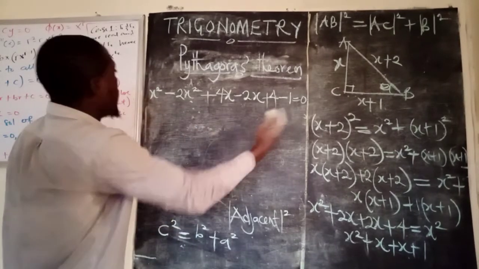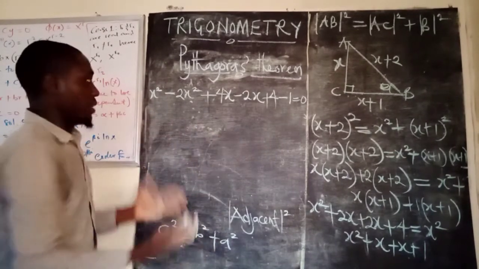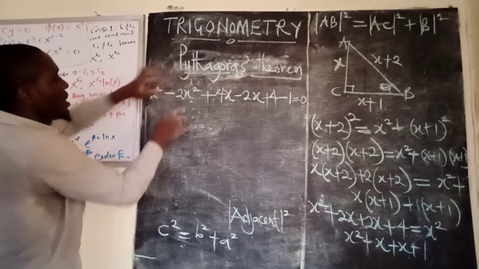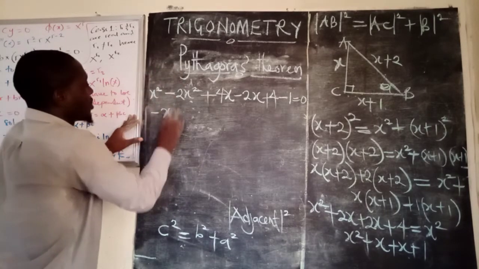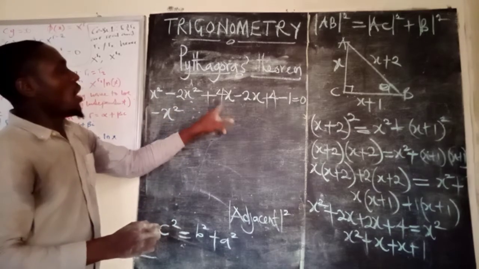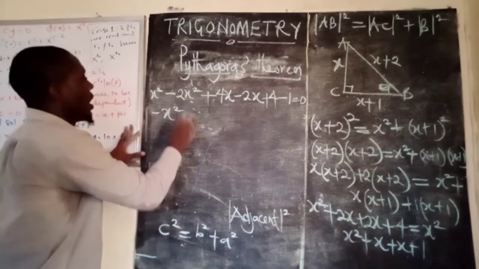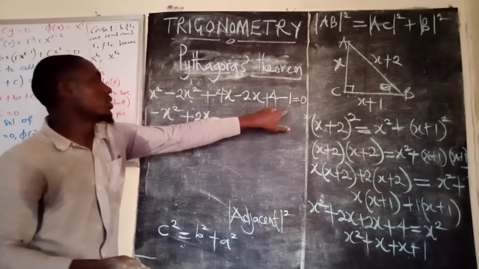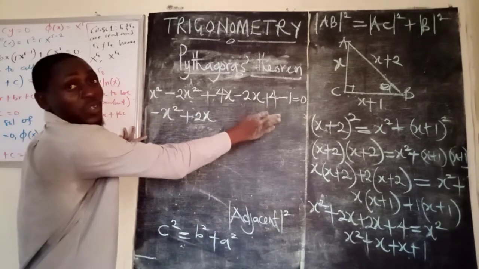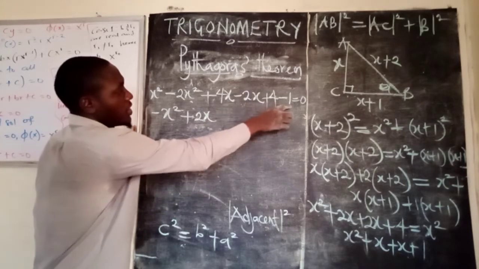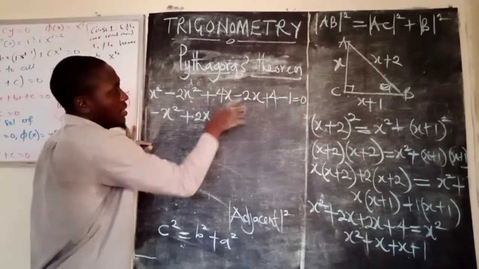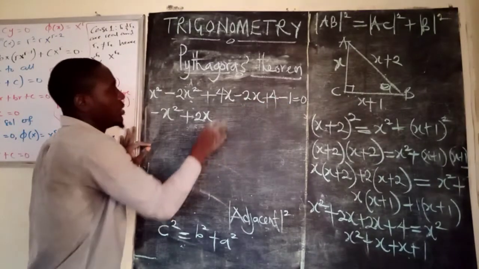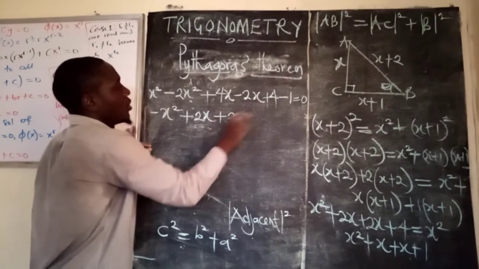Okay, then we collect like terms again because we can see some things that are like here again. So x squared minus 2x squared, we have minus x squared. Plus 4x minus 2x, we have plus 2x. Plus 4 minus 1, we have plus 3 equals 0.